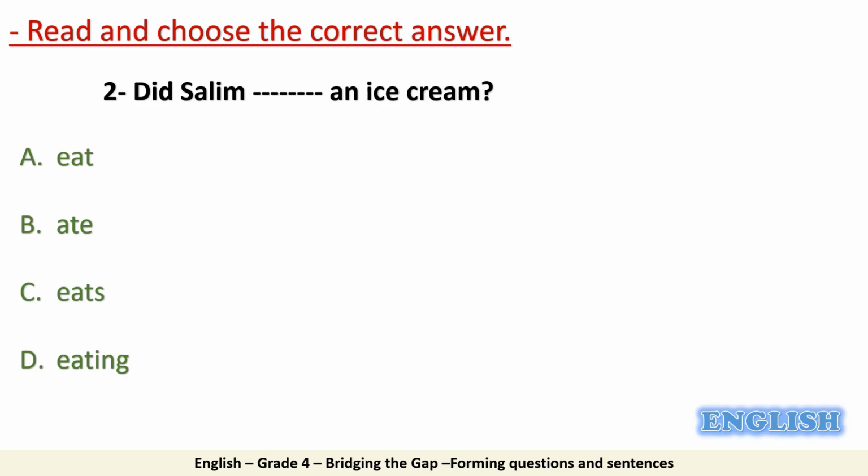Number 2. Did Salim an ice cream? A. Eat. B. Ate. C. Eats. D. Eating. Now again pay attention to the question. It starts with did. So, the verb should be in the base form. The answer will be eat. Very good.